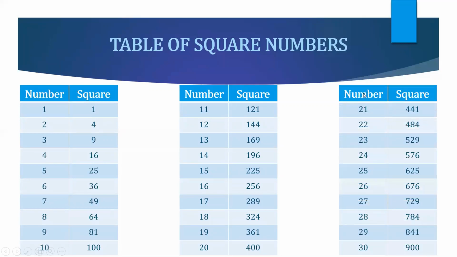One more for the numbers from 21 to 30. 21 square is equal to 441, 22 square is equal to 484, 23 square is equal to 529, 24 square is equal to 576, 25 square is equal to 625, 26 square is equal to 676, 27 square is equal to 729, 28 square is equal to 784, 29 square is equal to 841, and 30 square is equal to 900.